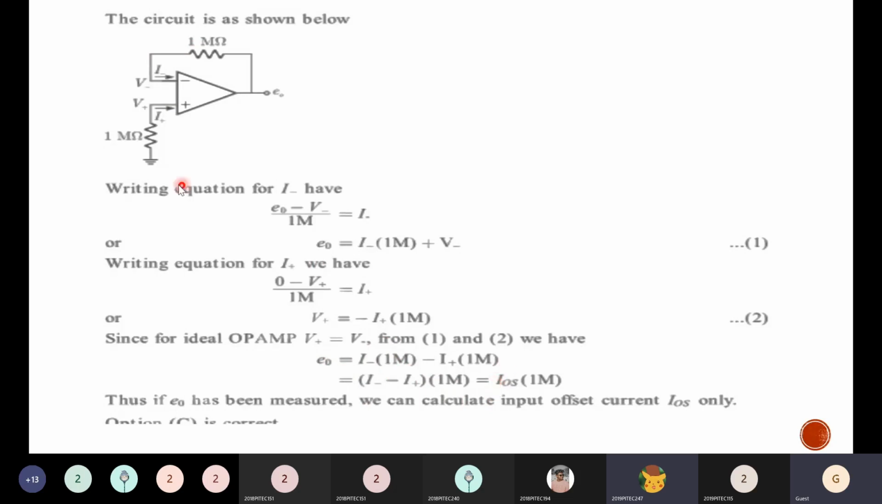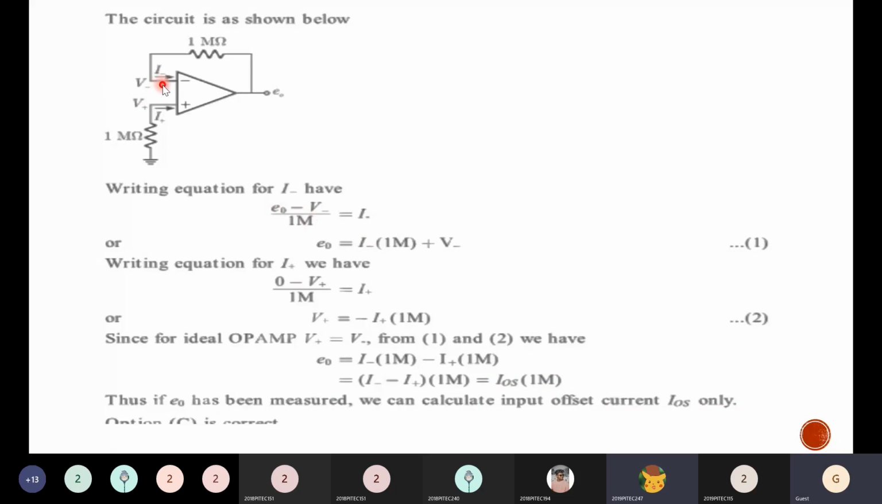So from the given circuit, I am able to find IOS, that is the offset current. But will you be able to find IB minus and IB plus? No, because E naught is equal to IOS into 1 mega ohm. From this, I can rearrange: IOS is equal to E naught divided by 1 mega ohm. E naught we measure with a voltmeter, so whatever value it shows divided by 1 mega ohm will be IOS. But is it possible to find I minus and I plus? No, right? Because in the I minus equation, E naught we know since we are measuring it, minus V minus, we should know what the potential is at this point.